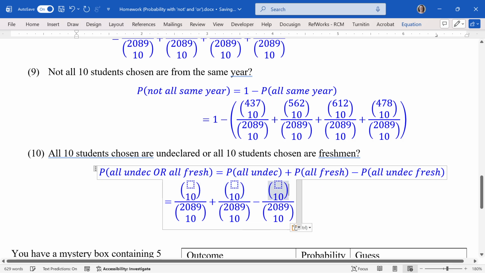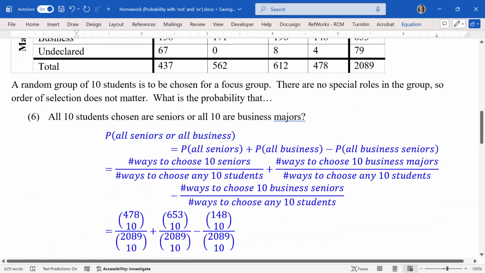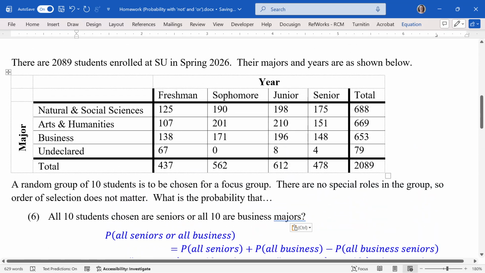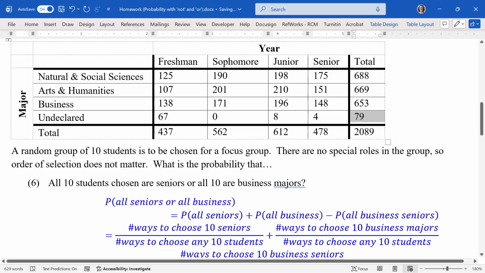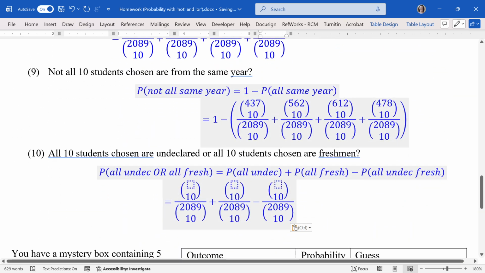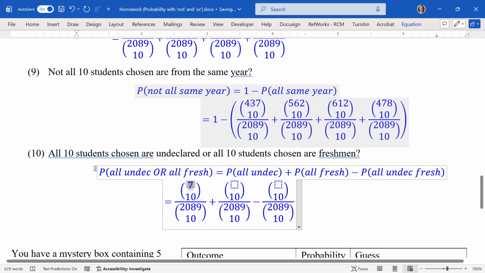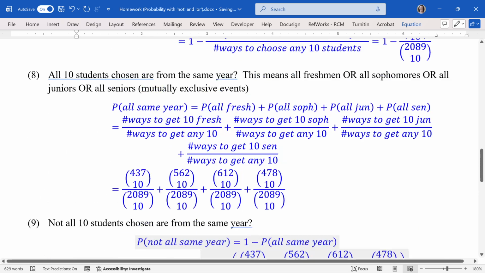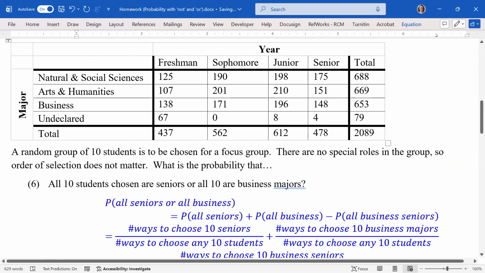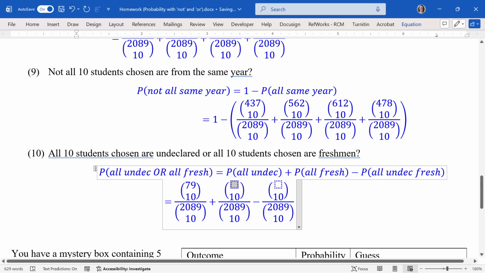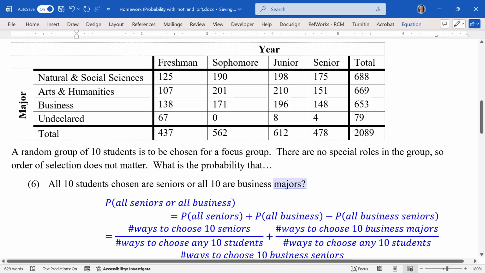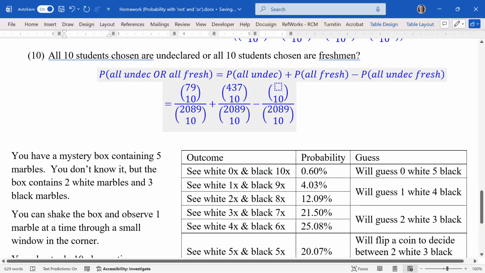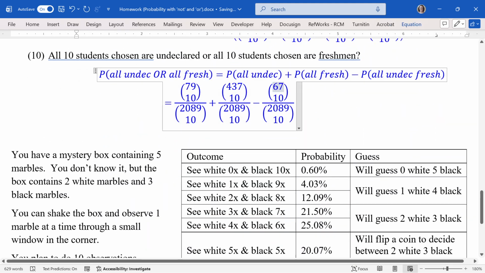But first, we want to look at the undeclared students. So there are 79 in total. And then all freshmen, that's 437. And then undeclared freshmen is this number right here, 67 of them. And that's it.